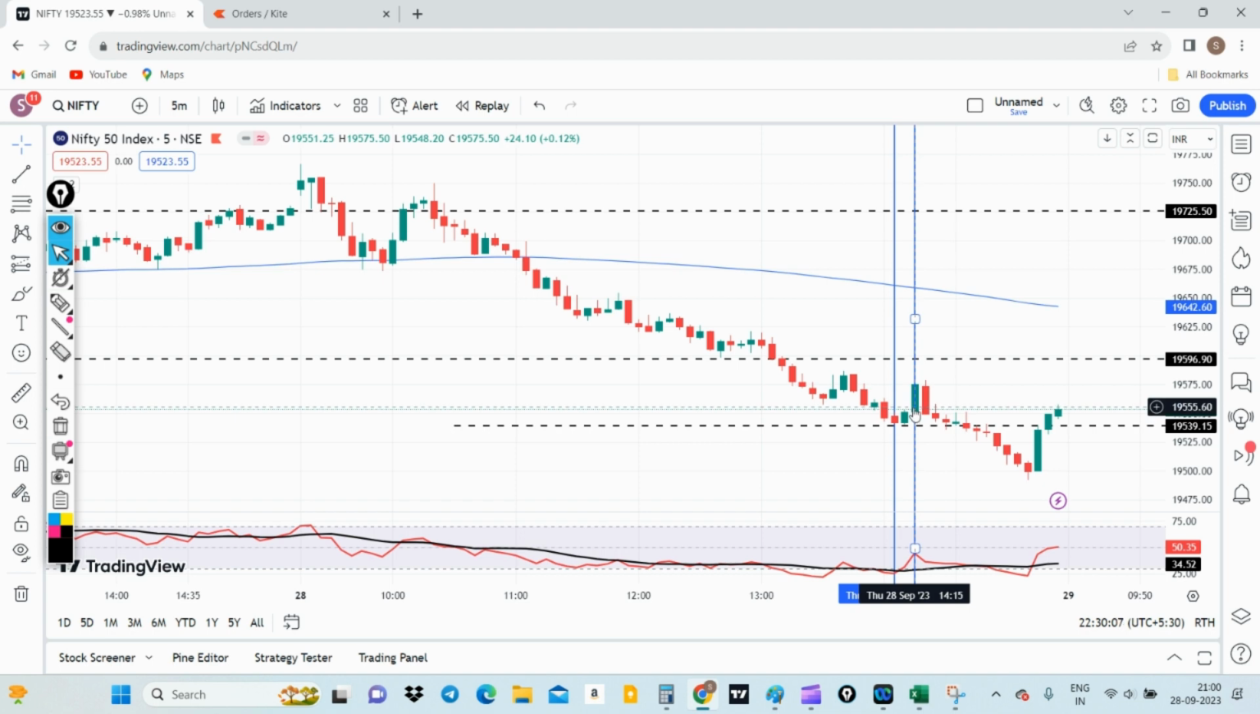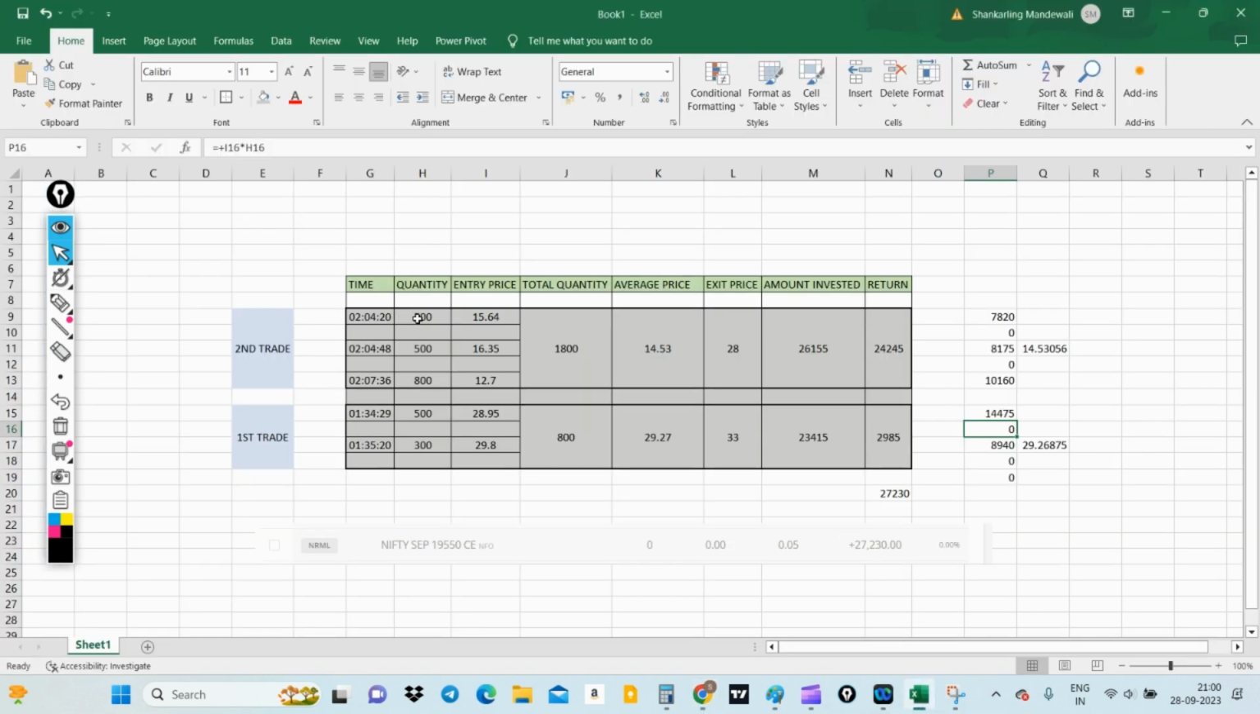In this trade, I was only trading with a hero zero kind of trade setup. I have added up all the trades which I have taken. Exactly see the timing over here: at 2:24, at 20 seconds and at 48 seconds I made two entries of 500 quantities each, and then at 2:27 I made another entry with 800 quantities. The cumulative average price across all these quantities comes around 14.53.